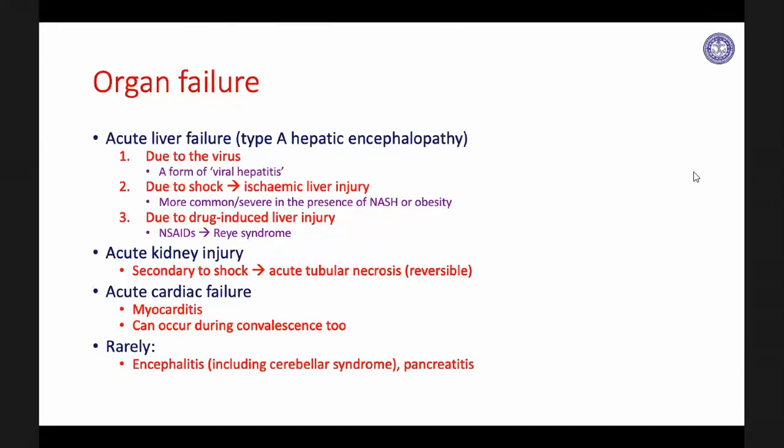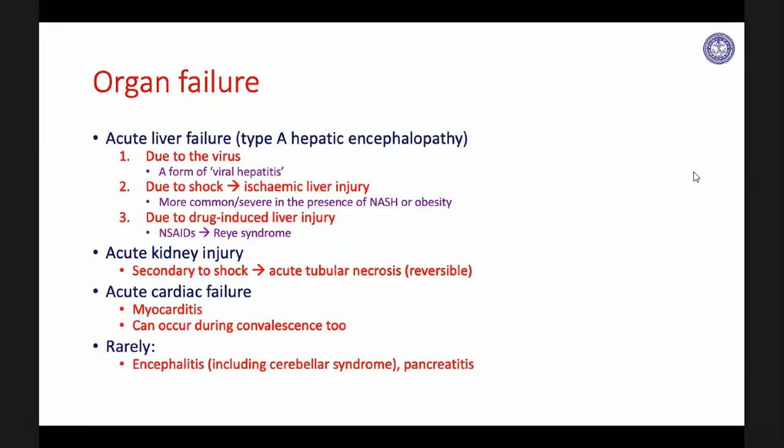Then the third reason for acute liver failure is drug-induced. For example, the use of NSAIDs for fever can give rise to Reye syndrome, just like in the case of influenza. So that's a very important point to remember, because it basically means you must never give NSAIDs for dengue patients during the febrile phase or critical phase or any phase. That's a very important thing for all of us to remember wherever we are working.